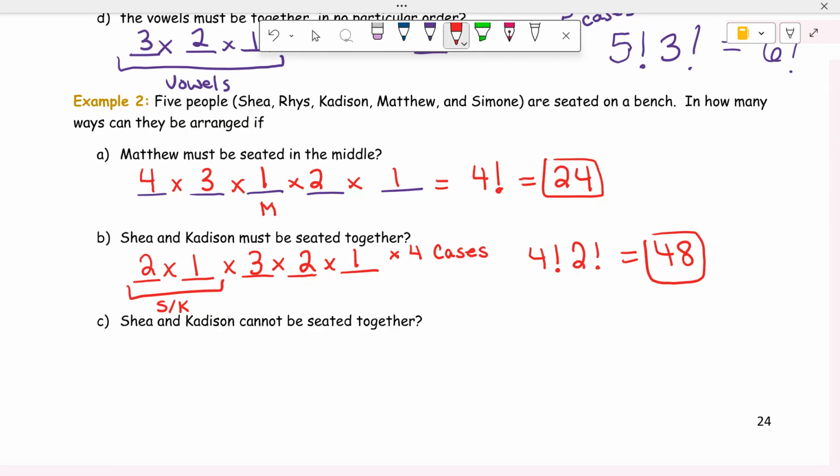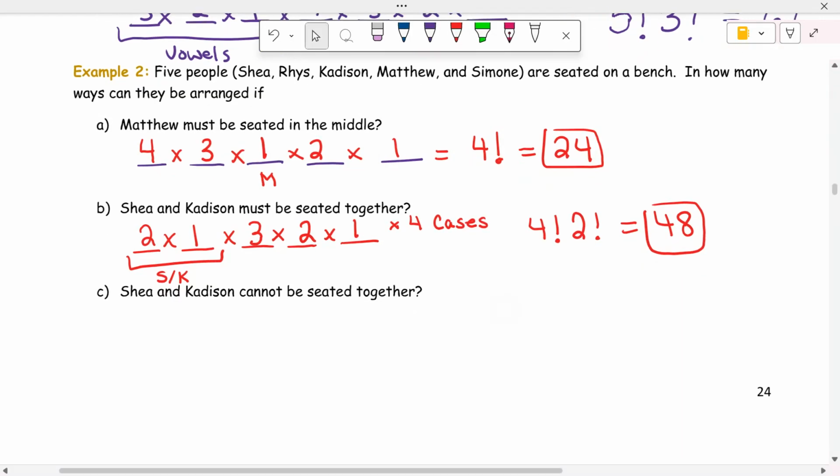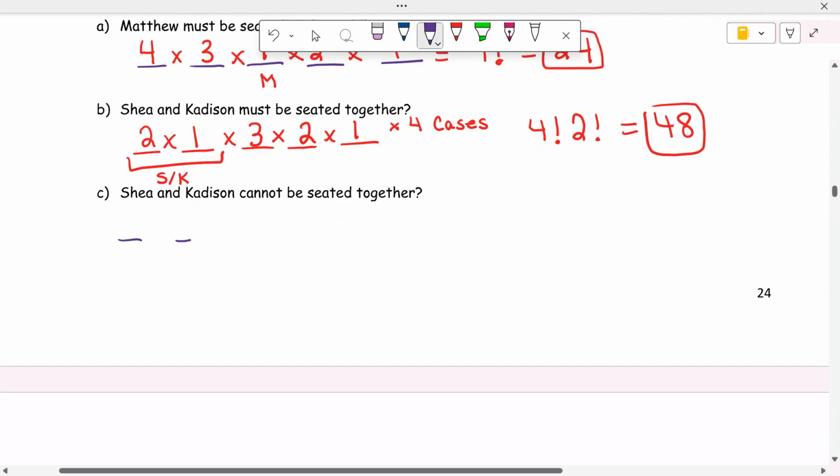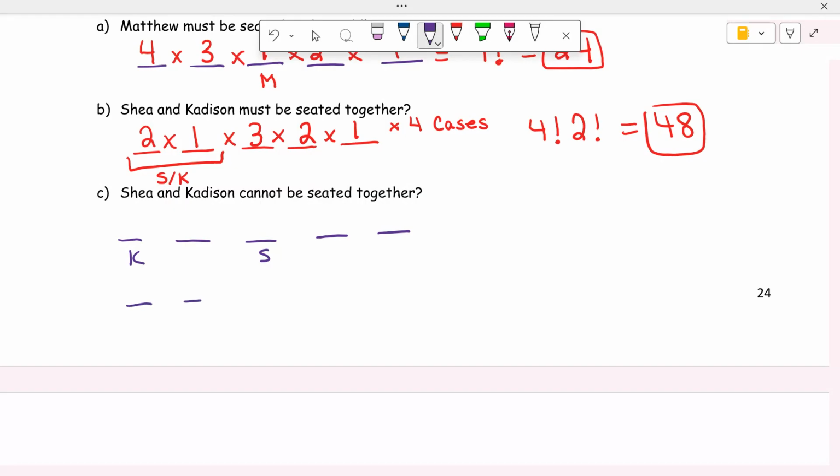All right, so this is the one that gets a little tricky, okay, if you try to do all the cases. Because here it says Shea and Caddison cannot be seated together. So don't write this down. Okay? But if you're thinking about this, 1, 2, 3, 4, 5, could you kind of go through and try to do all the cases? Right? And so forth. But that is the long way of doing this.